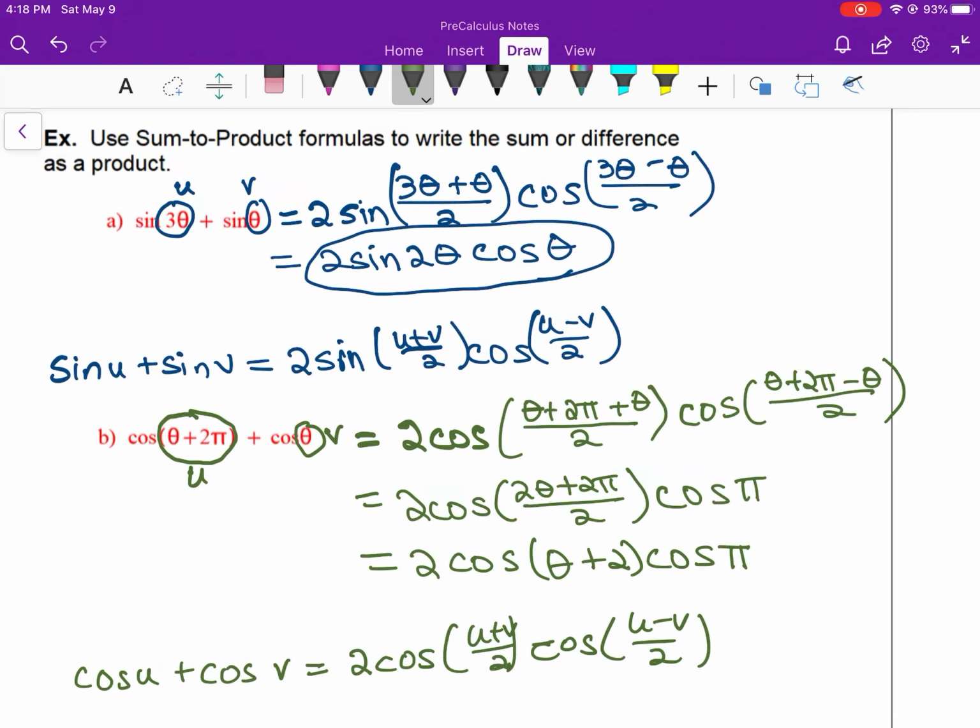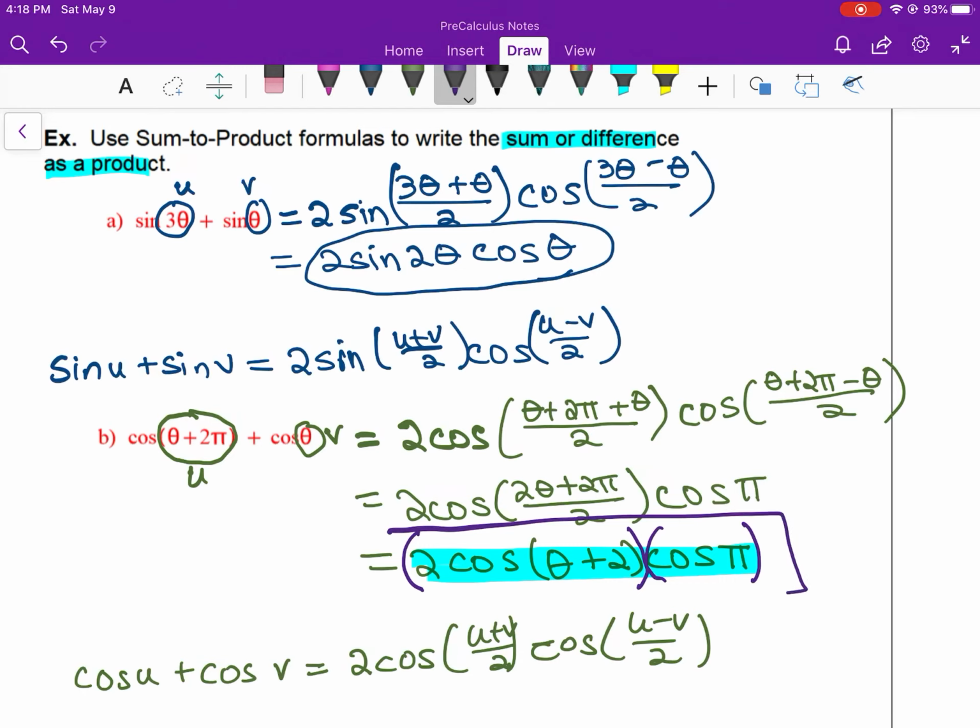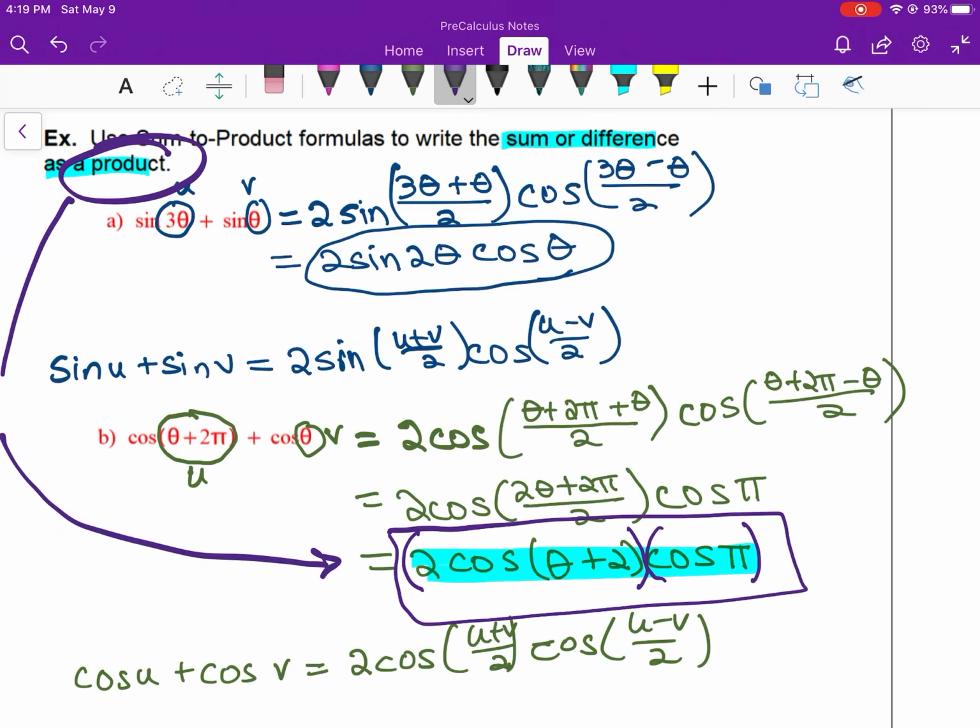Okay. Now, it says to write the sum or difference as a product. If I leave my answer this way, I'm showing a product. I'm showing this factor times this factor. That's a product. I do realize that I can simplify the cosine of pi, which is -1, but I don't need to do that. The directions say to write it as a product, and so that's how I'm going to leave my answer.